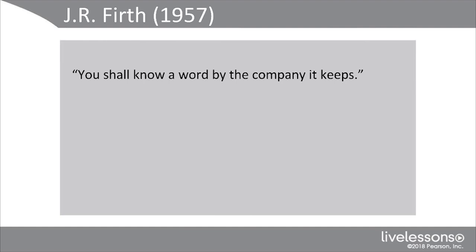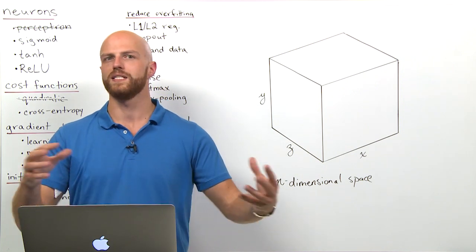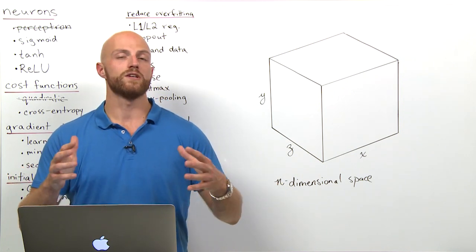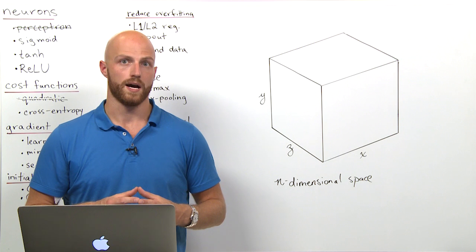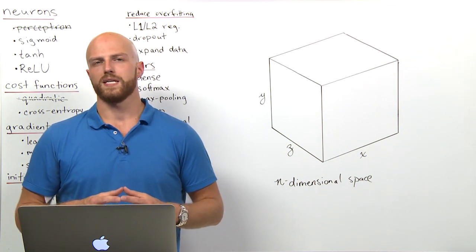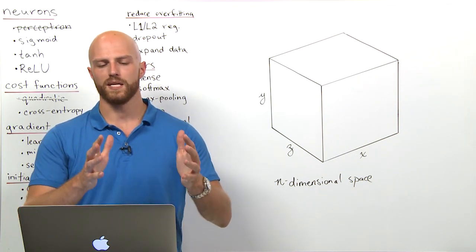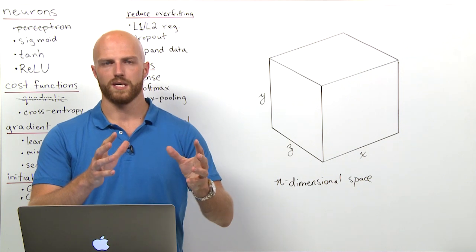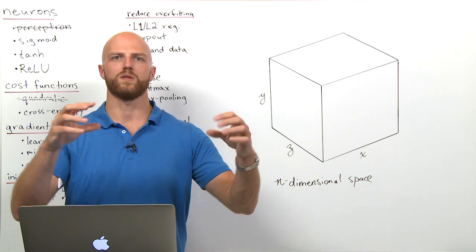A great quote to describe how word vectors are created is from J.R. Firth in 1957. He says, "You shall know a word by the company it keeps." We'll come back to that in a second. But the idea, initially proposed earlier by Ludwig Wittgenstein, is that the meaning of a given word can be represented by the words around it.